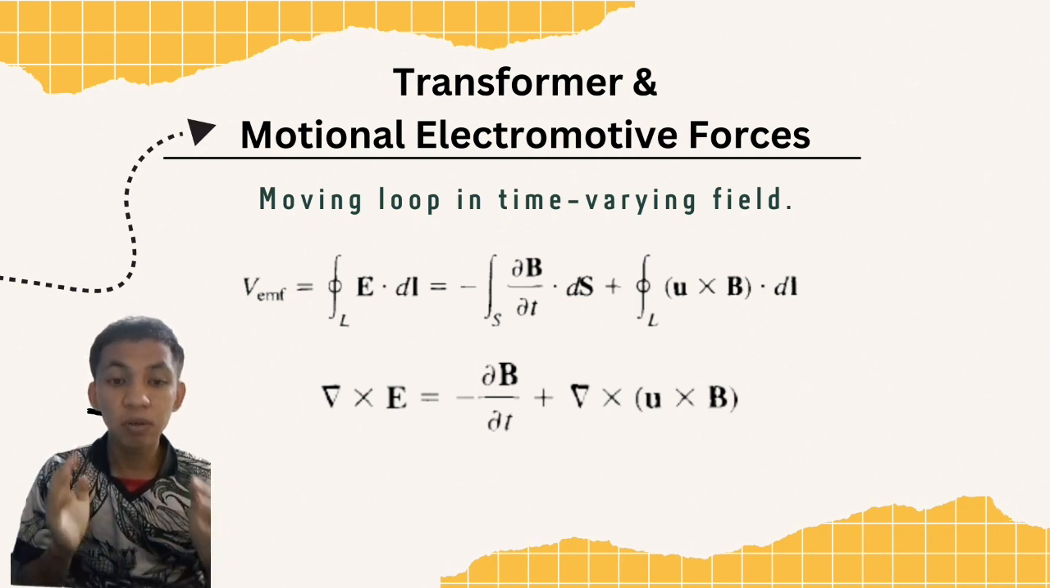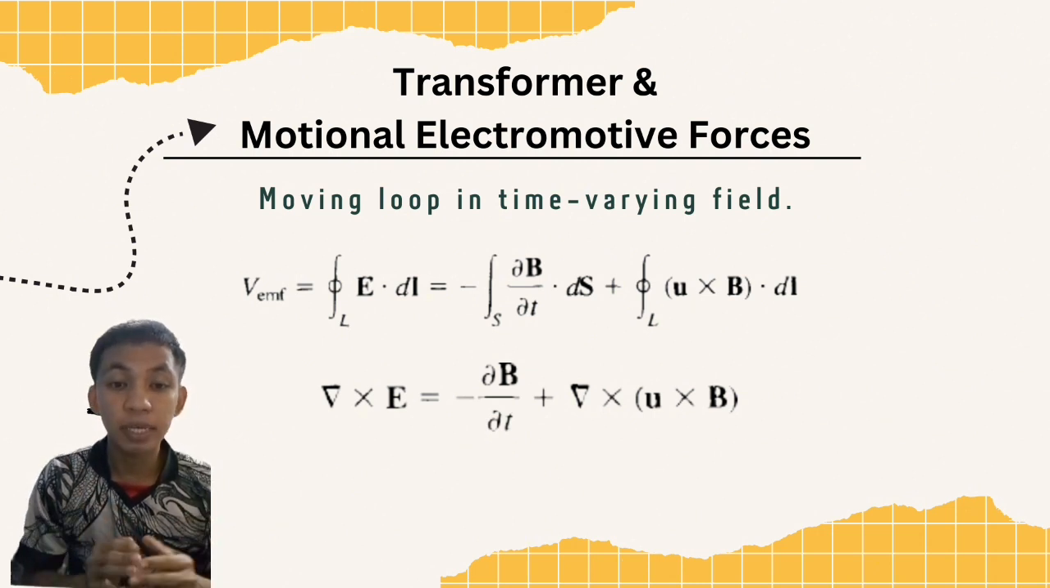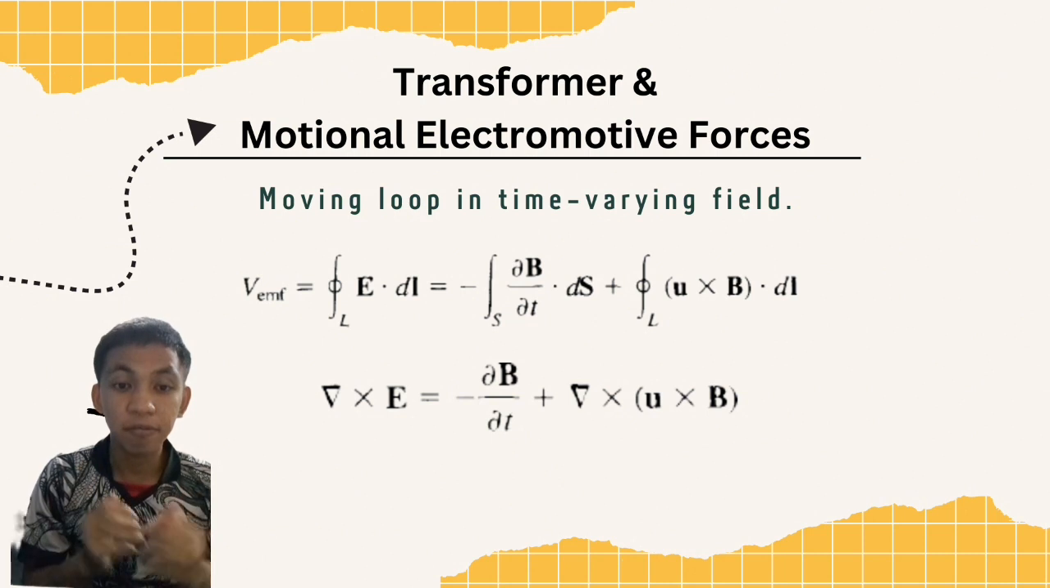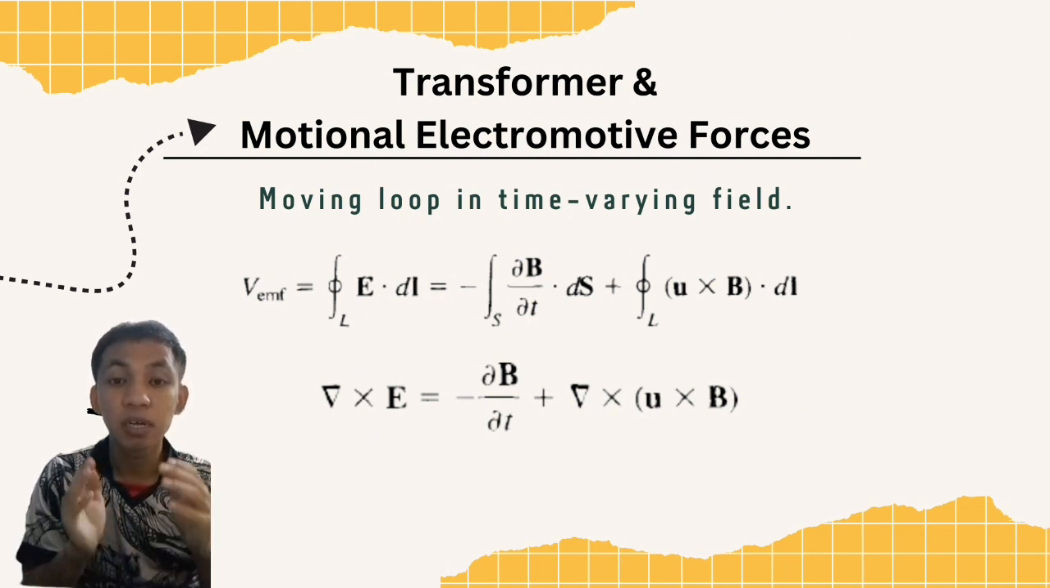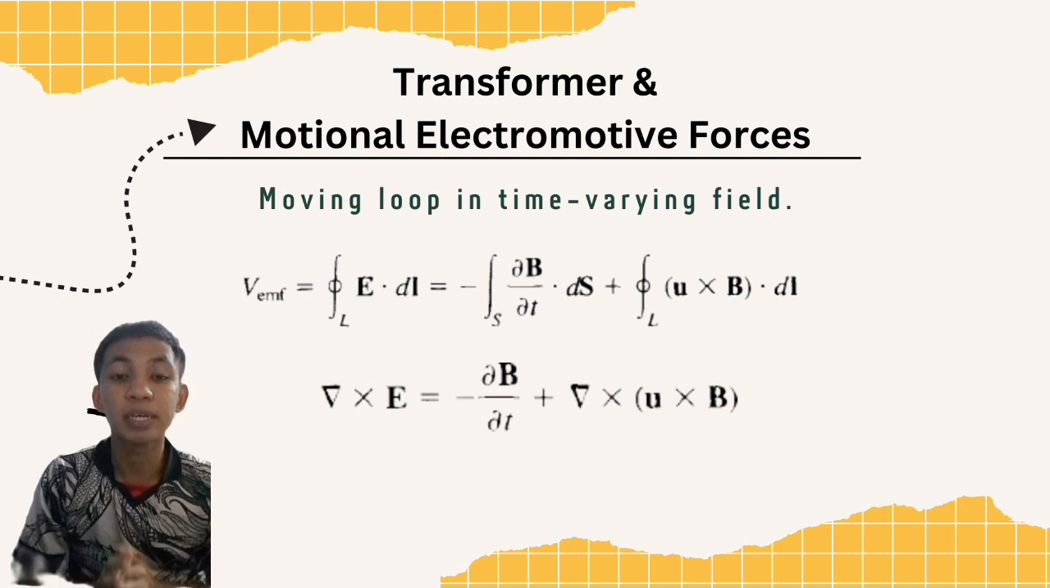Lastly, we move to moving loop in time-varying field. In the general case, a moving conducting loop is in a time-varying magnetic field. Both transformer EMF and motional EMF are present. So, the total EMF is V EMF equal to the integral of E dot dl, which is equal to negative the integral of dB over dt dot dS plus the integral of u cross B dot dl, or curl of E is equal to negative dB over dt plus curl of u cross B.